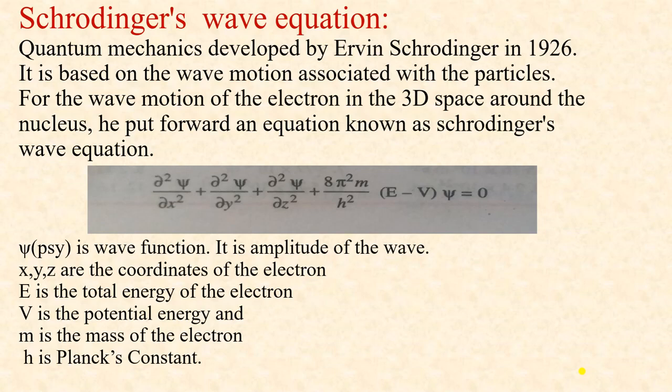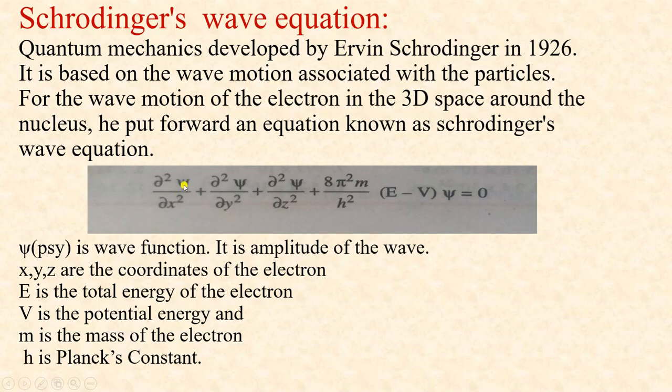So for the wave motion of the electron in three-dimensional space around the nucleus, Erwin Schrödinger put forward an equation, and this equation is known as Schrödinger's wave equation. So the equation is: delta square psi divided by delta x square plus delta square psi divided by delta y square plus delta square psi divided by delta z square plus 8 pi square m divided by h square into (E minus V) psi is equal to 0.